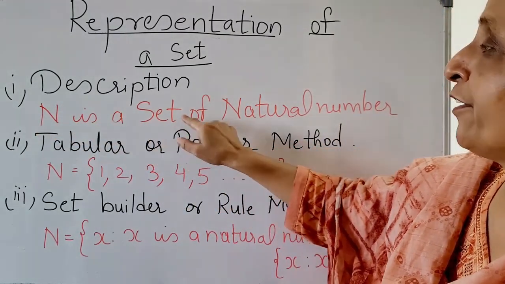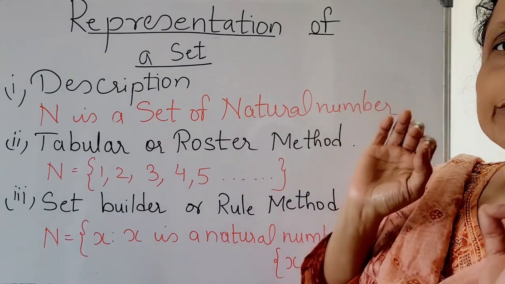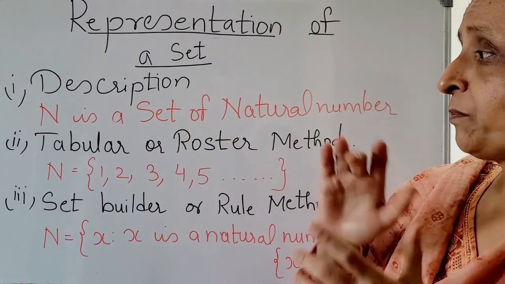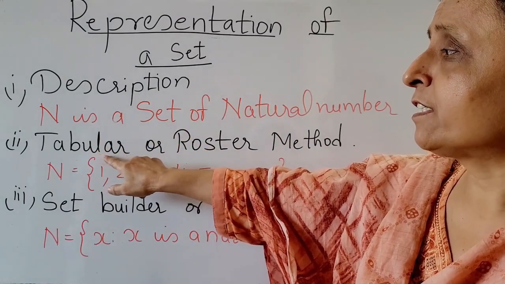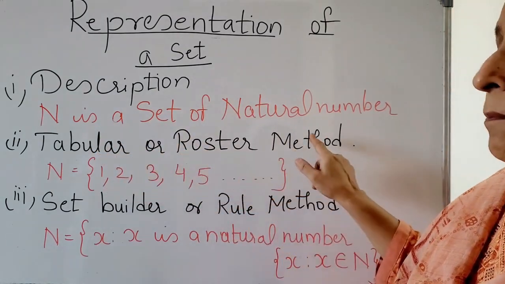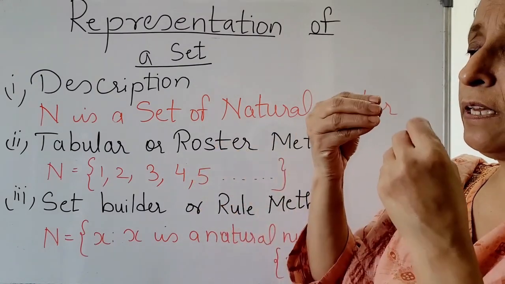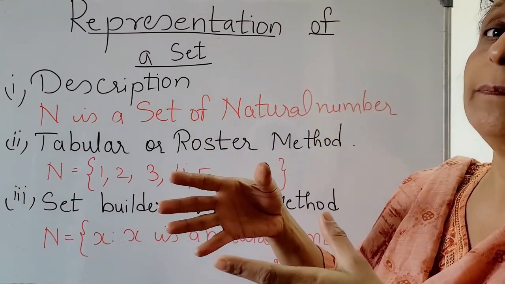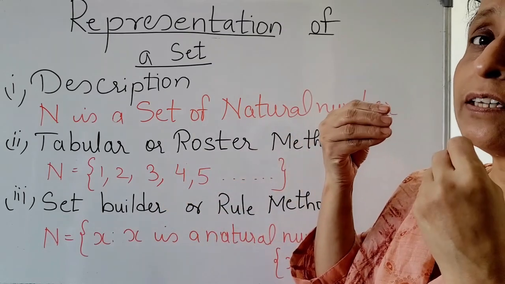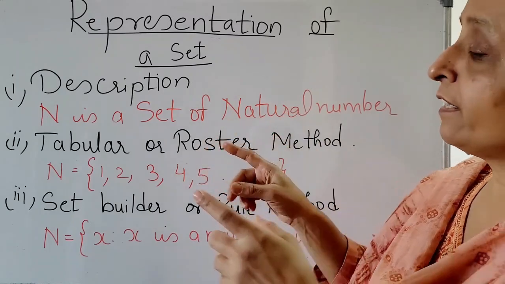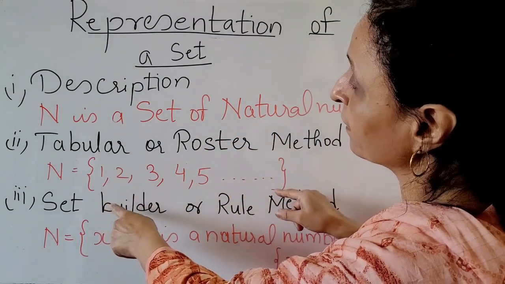N is a set of natural numbers. So whatever the natural numbers, they are there in the set. Now the next method is the tabular or roster method. Here you tell about the set. You write the set, which are the elements of the set. You have to write it in the curly bracket.